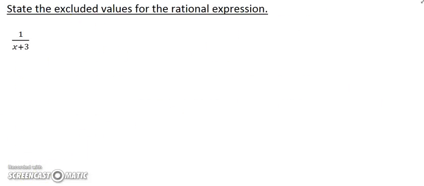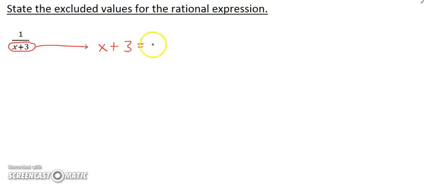So let's start by looking at this rational expression. It says state the excluded values for the rational expression. And it simply says 1 divided by x plus 3. Now this is a pretty simple and straightforward expression here. But the idea is that I want to figure out what values for x would make the denominator equal to 0. So I'll take the denominator off to the side and I'll either write it out.